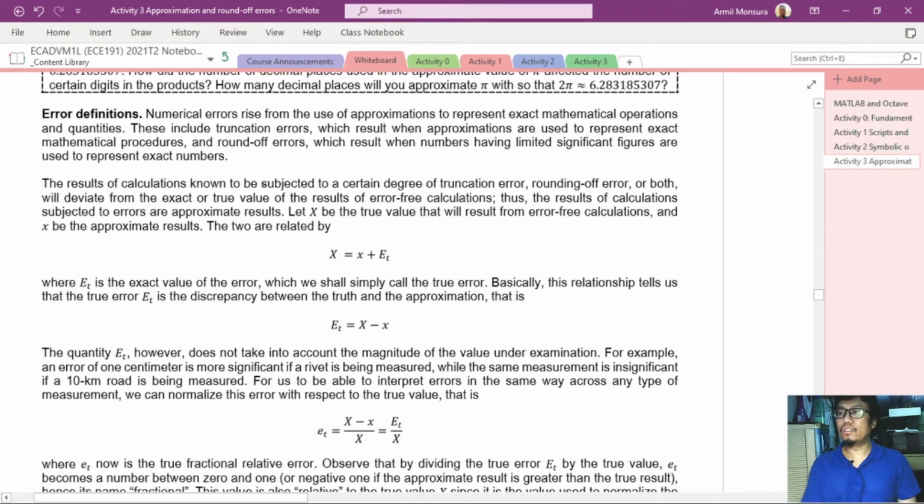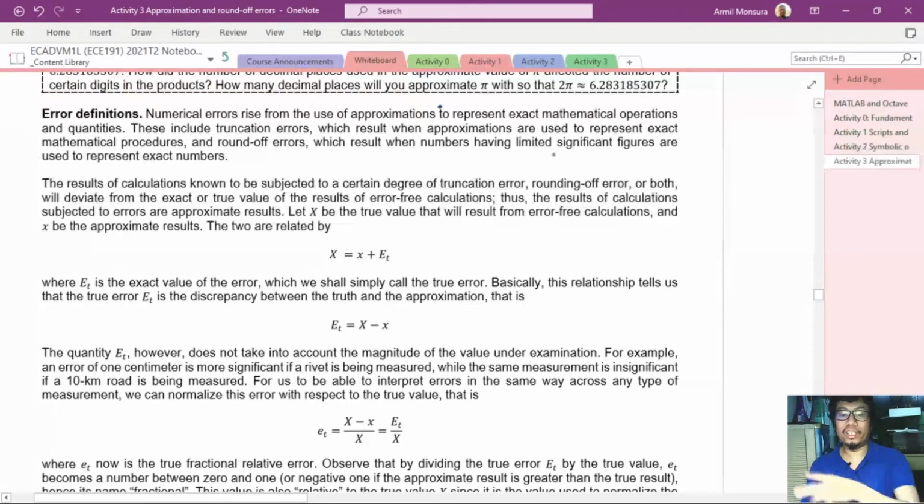Numerical errors arise from the use of approximation to represent exact mathematical operations and quantities. Either we approximate numbers, those numbers that are involved in operations, or we can approximate operations themselves. When we do that in numbers, we call that approximation. And when we do that on a mathematical procedure, we call this truncation errors.